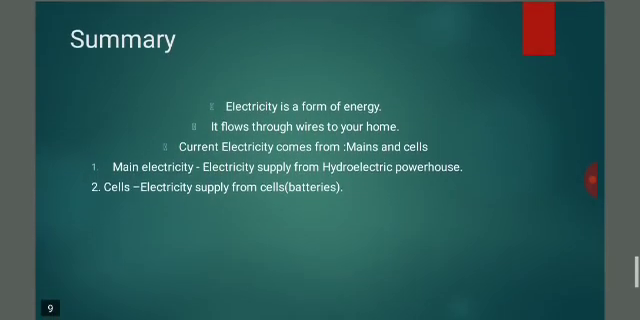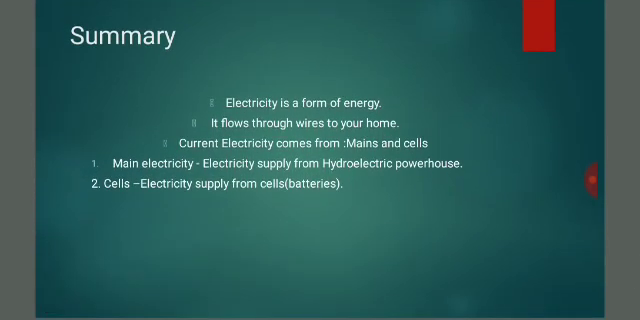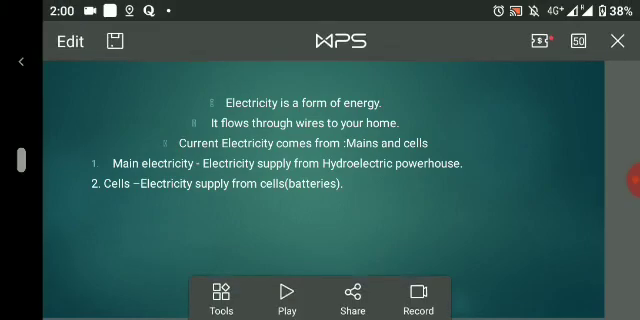Okay, summary. What did we learn today? We learned that electricity is a form of energy and it flows through wires to your home. And electricity comes from two sources, mains and cells. Main electricity comes from a hydroelectric powerhouse and electricity is supplied from cells or batteries.